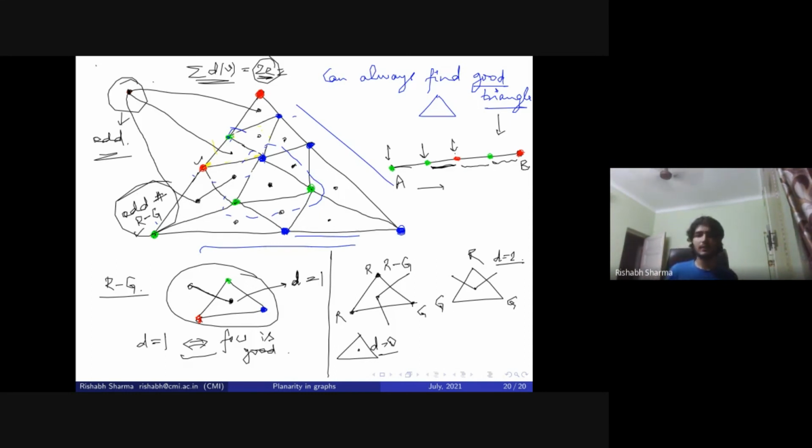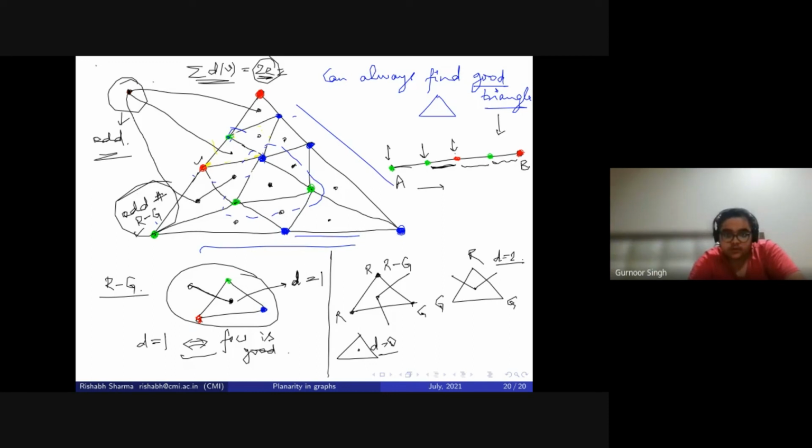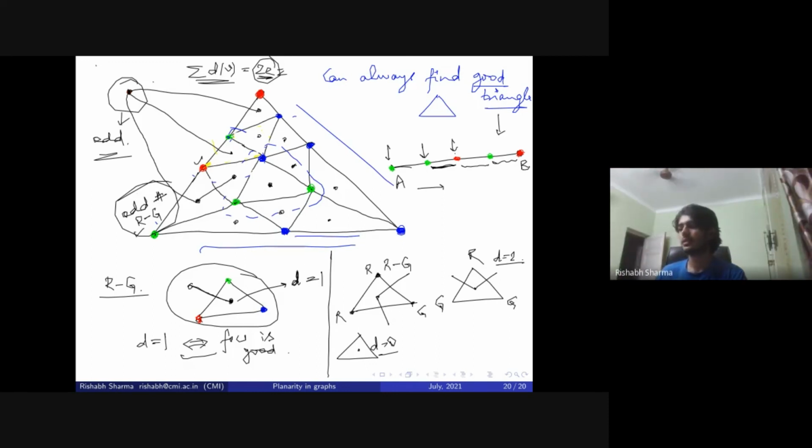Does anyone have anything to ask? Any doubts in this proof? No. Said it's clear. Okay, cool. So that's it from my side. If you guys have any questions you want to discuss later, you can always contact me.